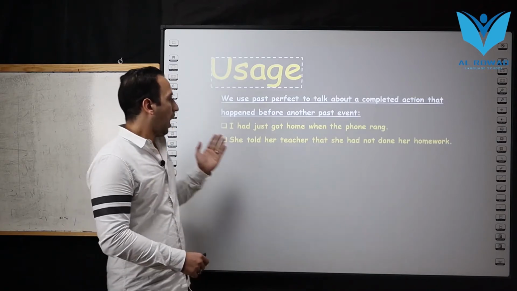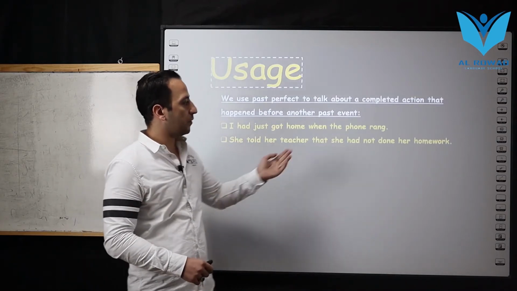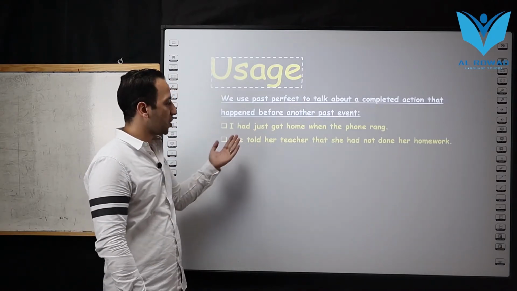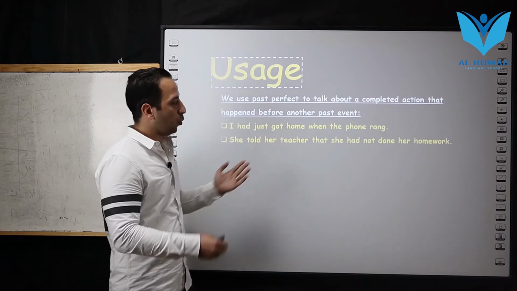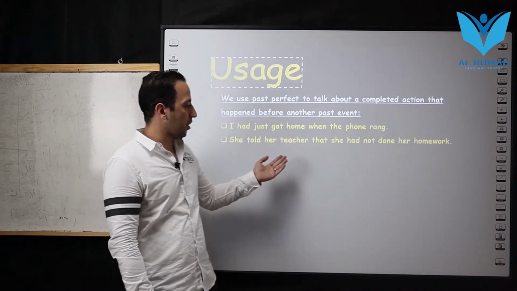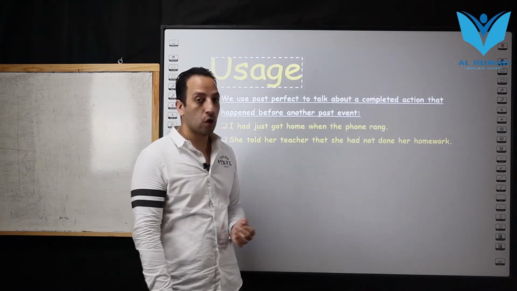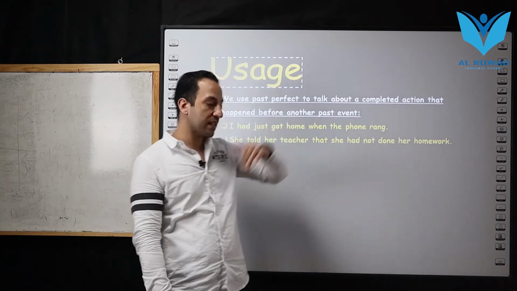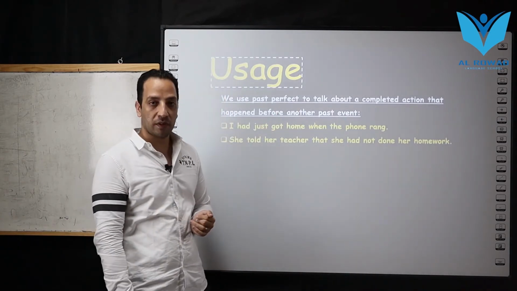For example, I had just got home when the phone rang. There are two actions here. The first one is in the past perfect: I had just got home. The second one, the phone rang. Another example. She told her teacher that she hadn't done her homework. So what happened first? She hadn't done her homework. After that, she told her teacher about that.